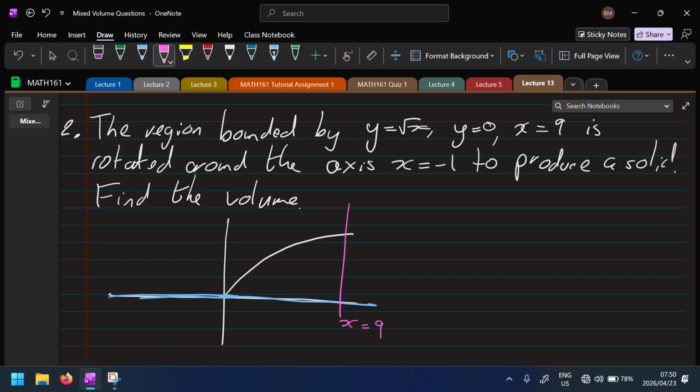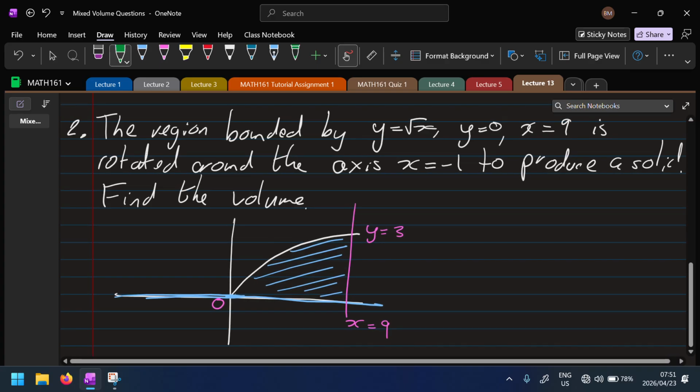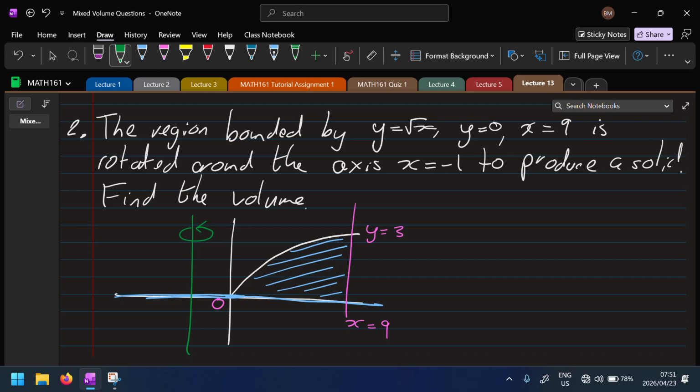Okay. And then just to put in all the points, if x equals 9, that y value at the top there, that must be 3. Okay, and we start out at 0. Okay, so that's all the points we might need for whichever method we pick. Okay, so this will be our shaded region here. And we want to rotate this around x equals -1. So we've got a shifted axis. Let's put that in green. Okay, and since it's x equals something, it's a vertical axis like that, and we're rotating around.